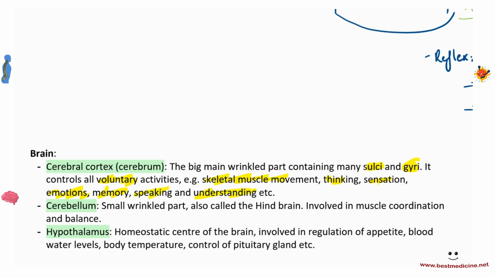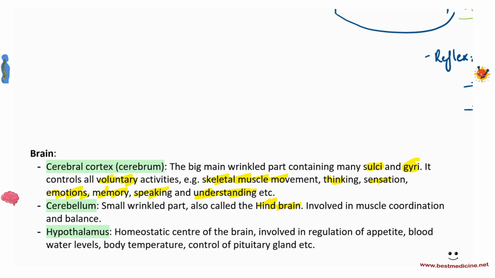Cerebellum, which is the small wrinkled part at the back, and it's also called the hindbrain, that is involved in muscle coordination and balance. So they can give you a question like, a person was learning to skateboard, right? And which part of the brain would be most likely involved to carry out that activity? And you will then choose the option of cerebellum.